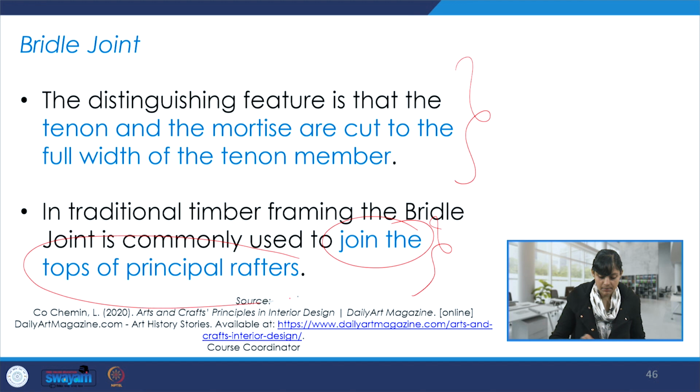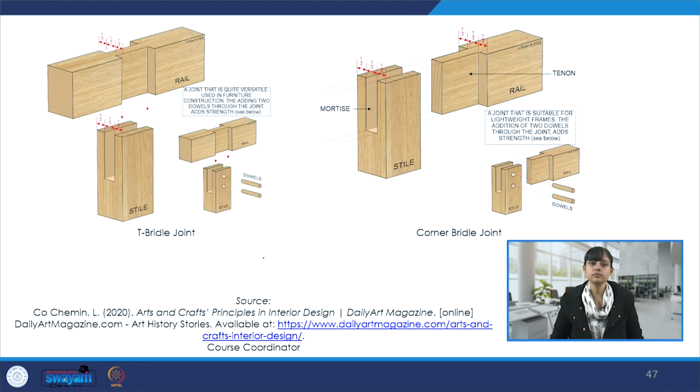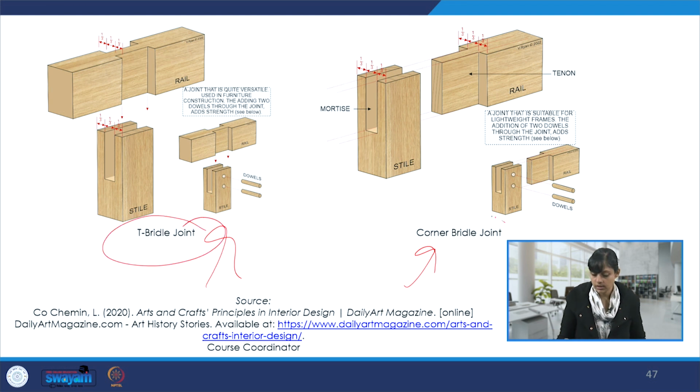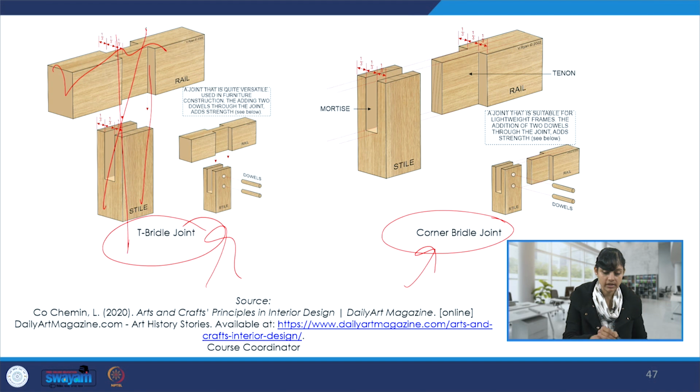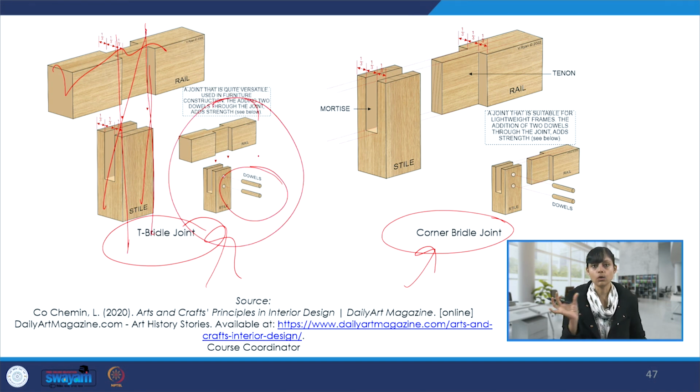This is the traditional application. So here we see the details, and we see two types of bridle joints over here. There is a T bridle joint and there is a corner bridle joint. There is this T formation and this joinery that we see over here, and we use these wooden dowels. These are like small members which are inserted to give additional strength. In bamboo construction also, a lot of bamboo dowels are used.